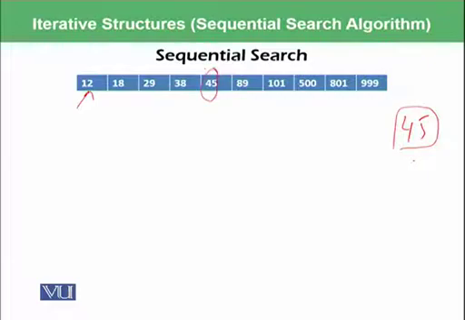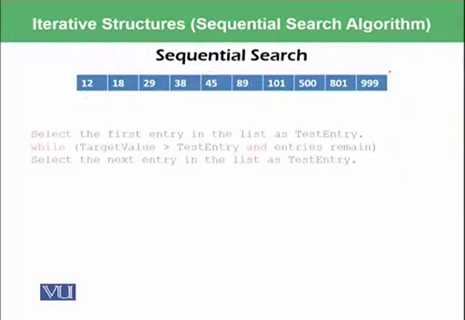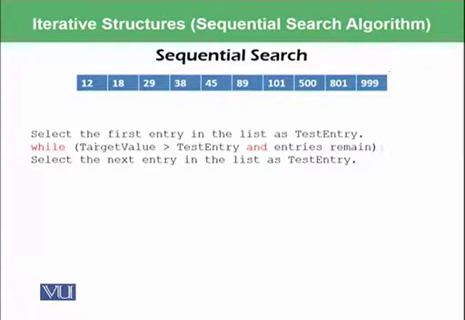And if, for example, we want to search 800, that 800 cannot be found in this list, and when this list ends, this algorithm will finish, this iterative structure will finish. So this means we will have this statement: select the first entry in the list as test entry. As we have said in the previous discussion, we will get this 12 in the test entry.